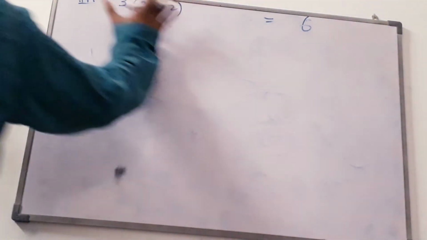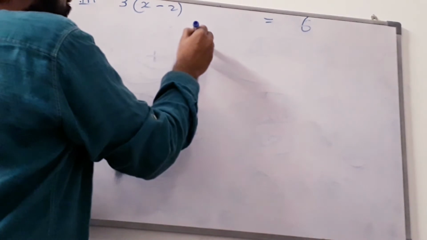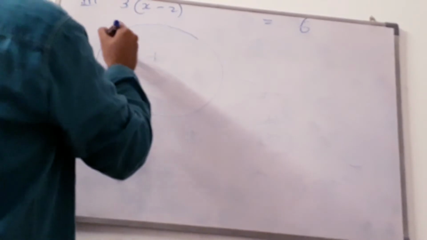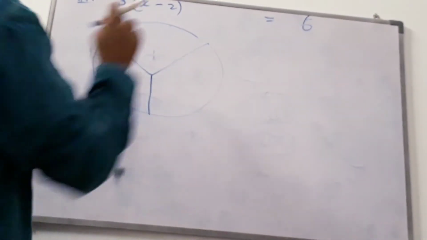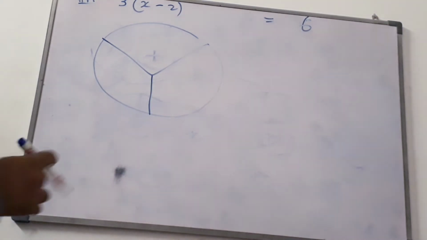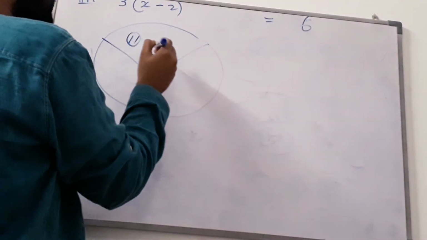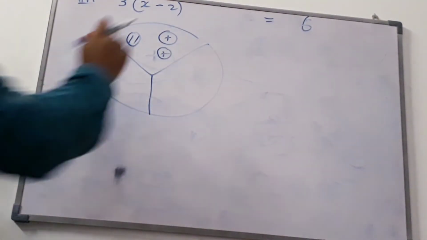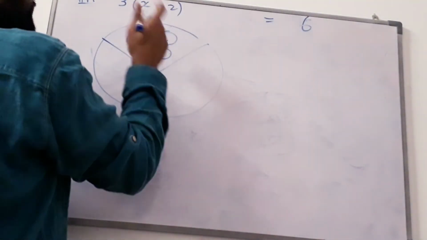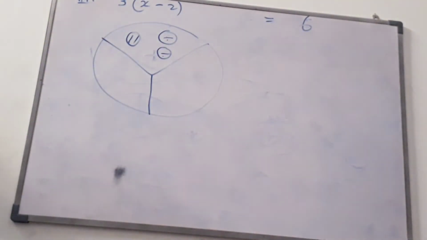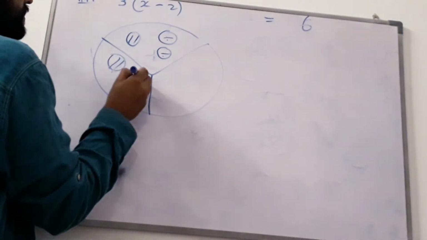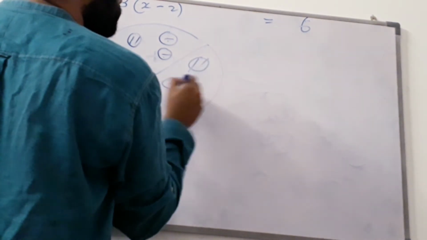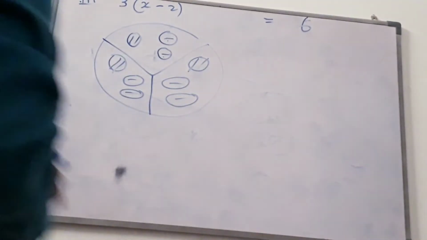3 times x minus 2 means I am going to divide this circle into 3 parts. So in each sector there is x minus 2. That means 1x and 2 minuses. Here also 1x and 2 minuses. Here also 1x and 2 minuses.